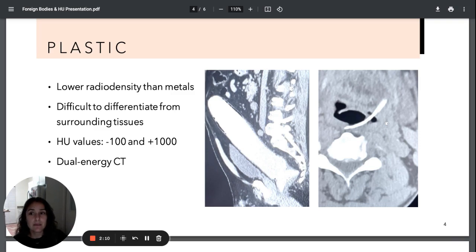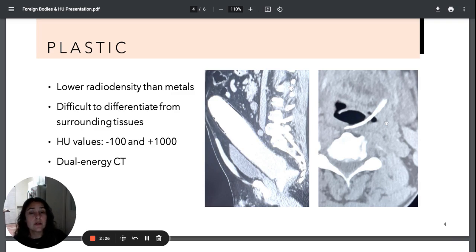Here we have an example of a plastic foreign body which, upon axial CT imaging, is difficult to differentiate from surrounding tissues. Without a thorough patient history, it could be difficult to ascertain that there is a foreign body within the patient's pelvis in imaging.